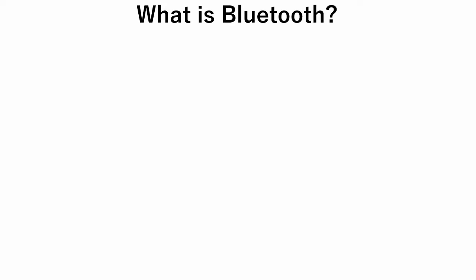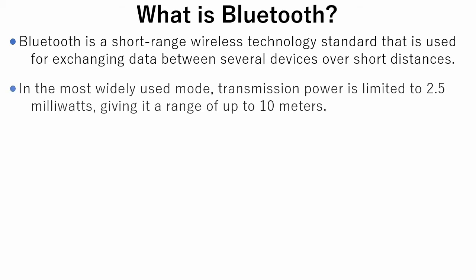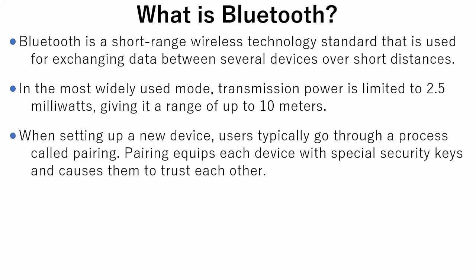Before going into the tutorial, let us review some basic facts about Bluetooth. Bluetooth is a short-range wireless technology standard that is used for exchanging data between several devices over short distances. In the most widely used mode, transmission power is limited to 2.5 milliwatts, giving it a range of up to 10 meters. When setting up a new device, users typically go through a process called pairing. Pairing equips each device with special security keys and causes them to trust each other.